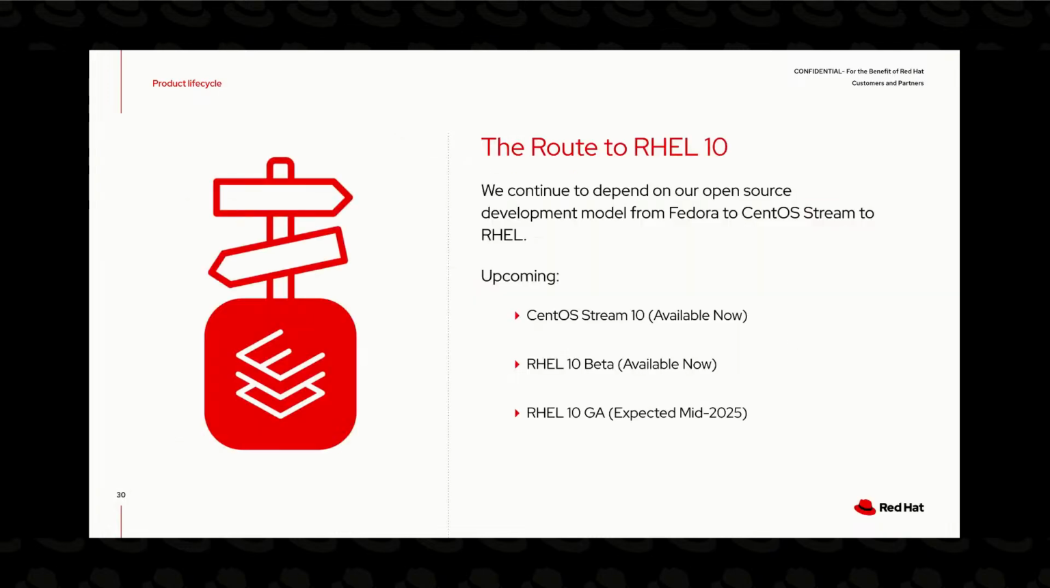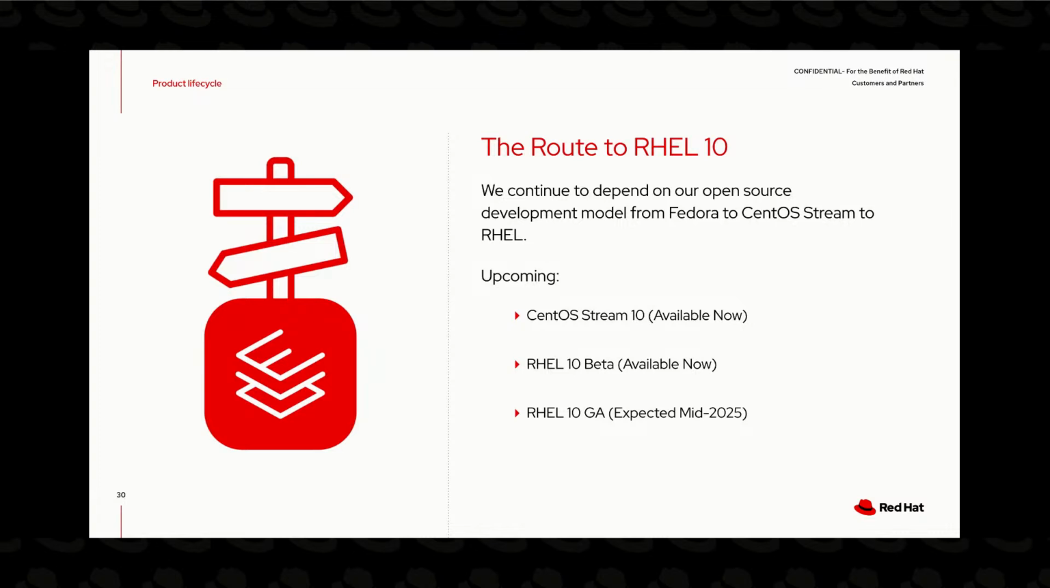RHEL 10, it's coming. So this is kind of the signpost, the indicators of what it means to be RHEL 10. So we know that every 3 years, there's a new major release of RHEL. And RHEL 9 was released in 2022. So RHEL 10, we should expect in the middle of 2025. That's just next year.